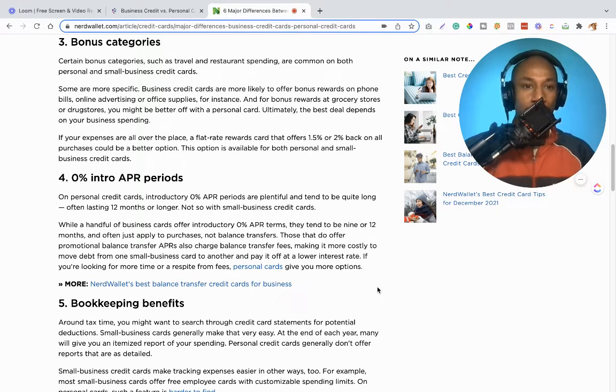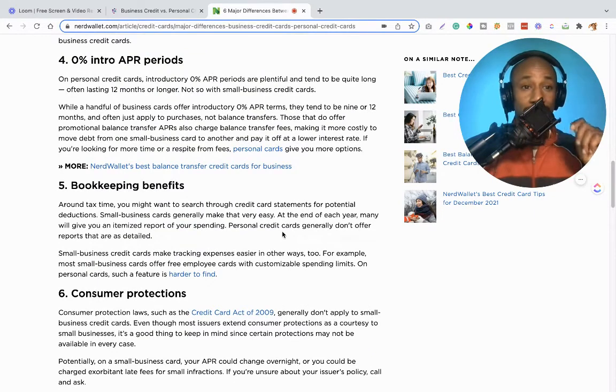If your expenses are all over the place, a flat rate rewards card that offers 1.5 or 2% back on all purchases could be a better option. This option is available for both personal and small business credit cards. Next on the list is 0% intro APR periods.